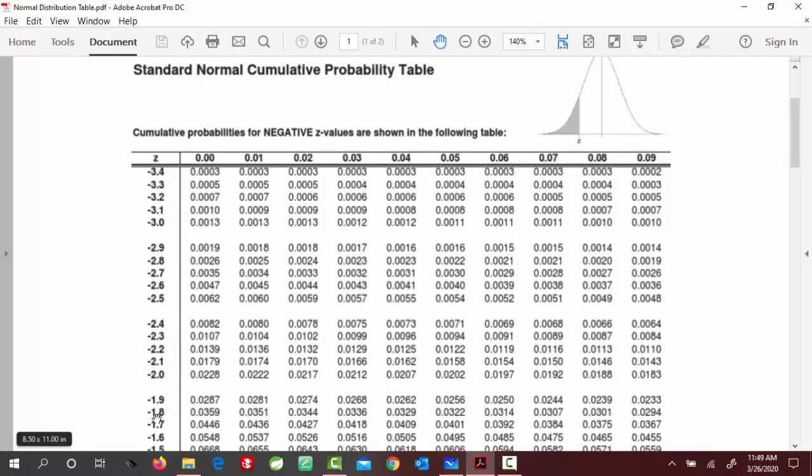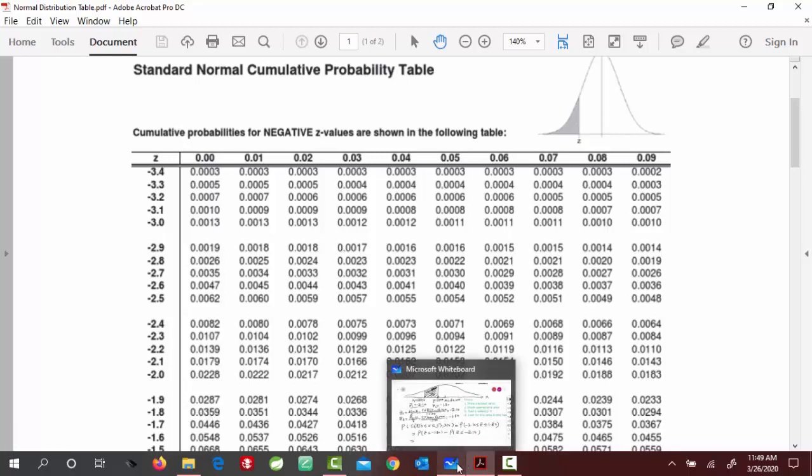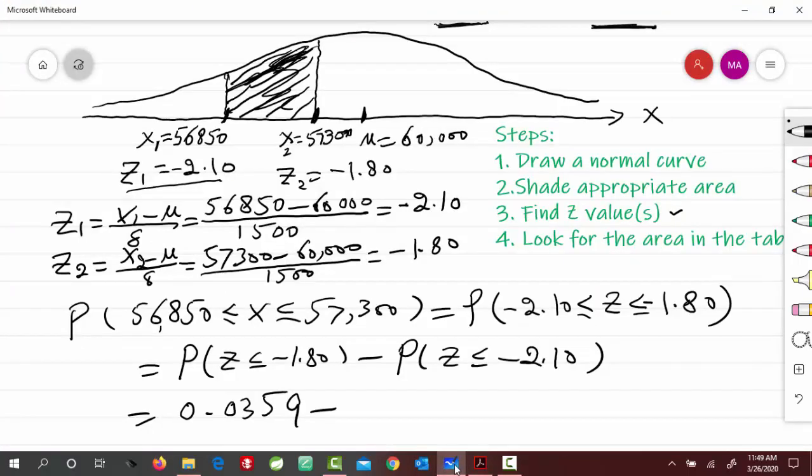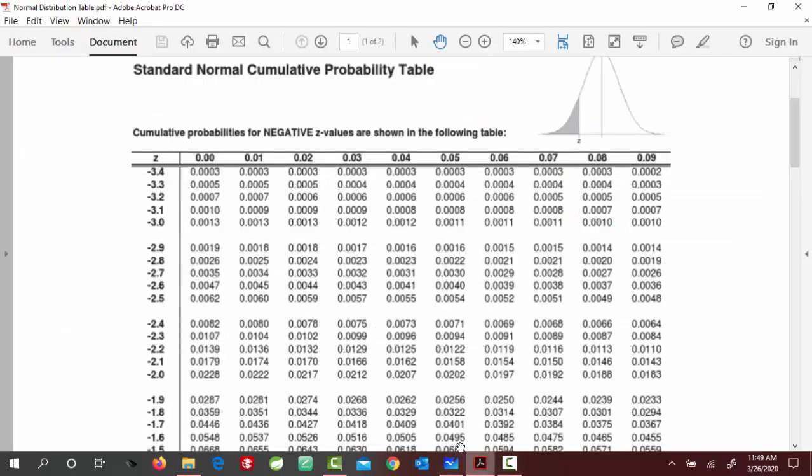So the first one, from the table: see here, negative 1.8, and the next digit is 0, so the second digit comes from this column 0, so the value would be 0.0359. So that will go in there. Minus the value for the area on the left of negative 2.10. Here, negative 2.1, then the next digit is 0, this column, so 0.0179, this one.